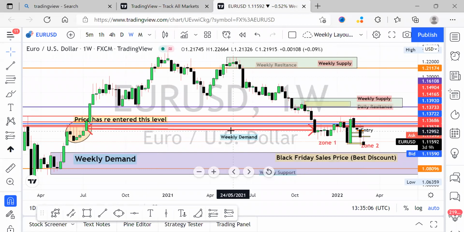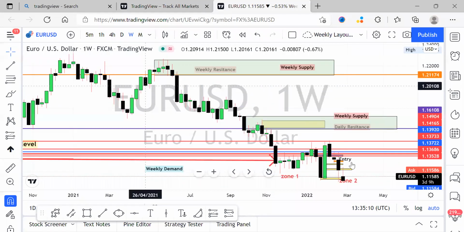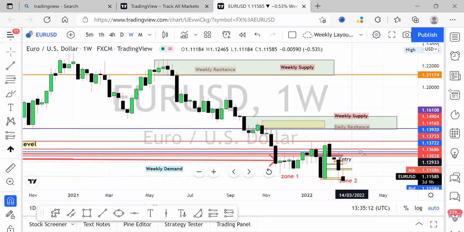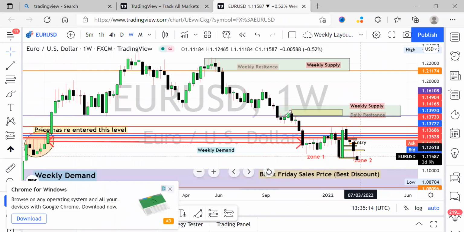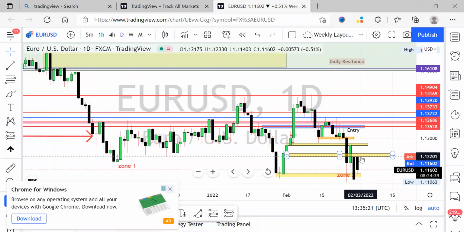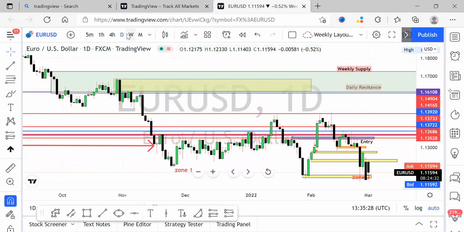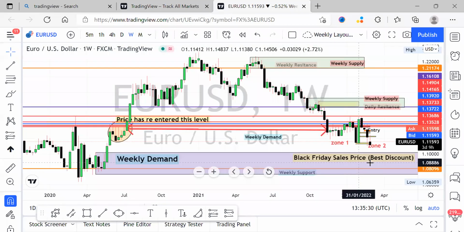Also, if you look carefully at where my entry was for this short, my entry was quite a while ago, and I'm still in this trade. I'm planning to go to my Black Friday sales target, and then I'm going to take that as well.